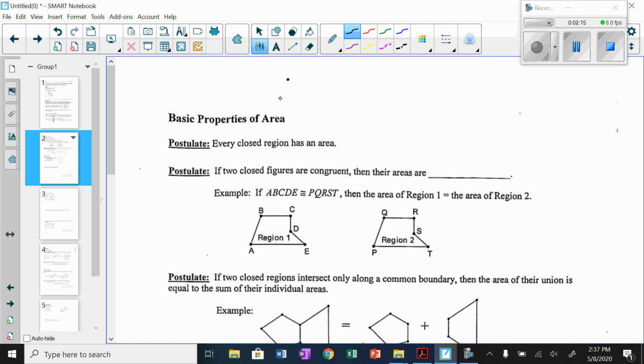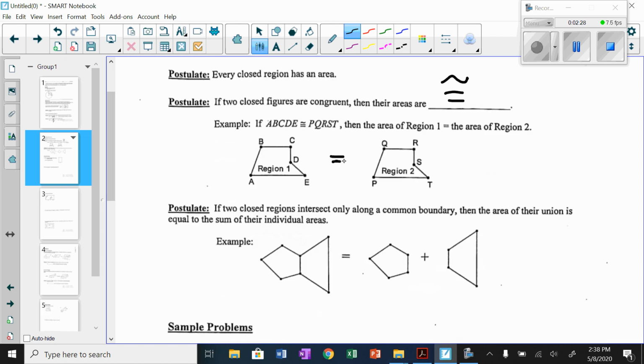Okay, so let's talk about some basic properties of area. Every closed region has an area. If two closed figures are congruent, then their areas are congruent. So for example, if I told you these two figures are equal or congruent, that means they have the same area.